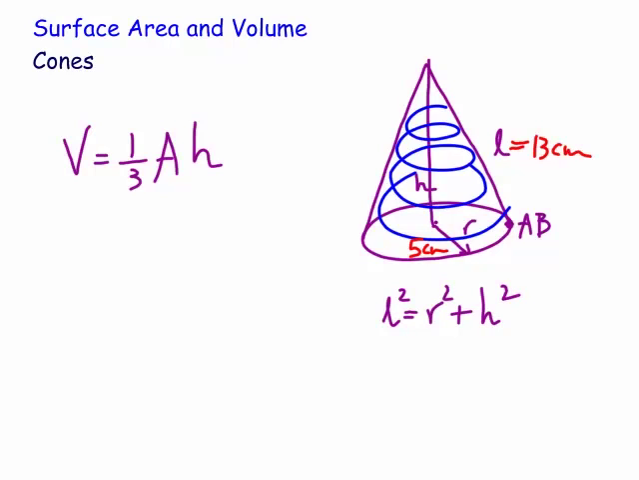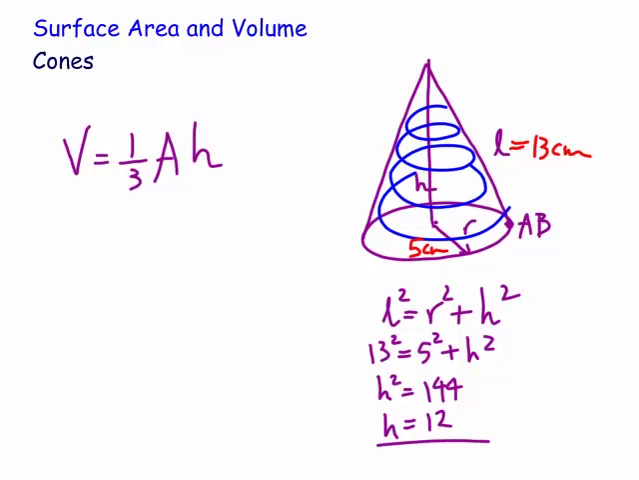We may even recognize that 5, 12, 13 is in fact a Pythagorean triad, but basically 13 squared is equal to 5 squared plus h squared. Rearranging, h squared is equal to 13 squared, 169, minus 25, 144. And as we predicted, h is 12, we're assuming h to be positive. So we now have h is 12, and we can work out the volume. It's 1/3 times pi r squared, 25 pi, times the height, which is 12.